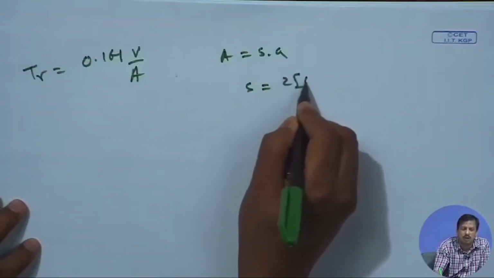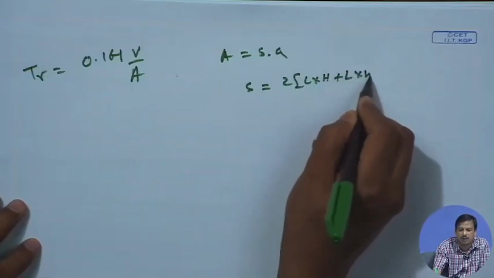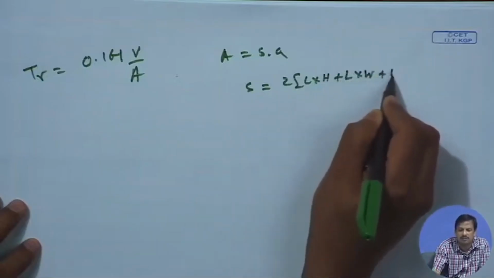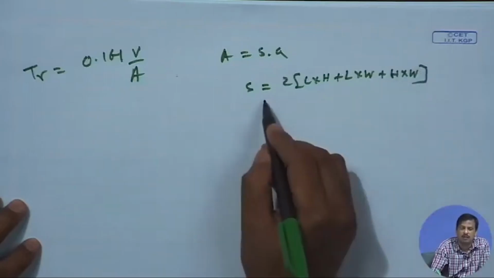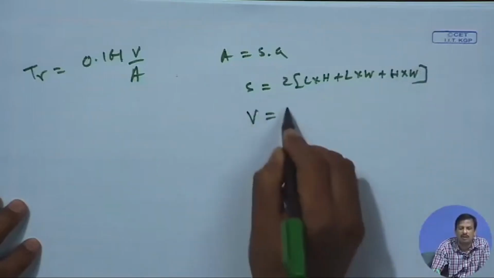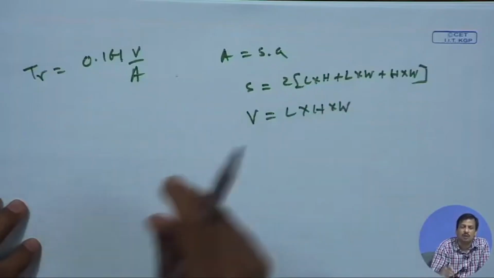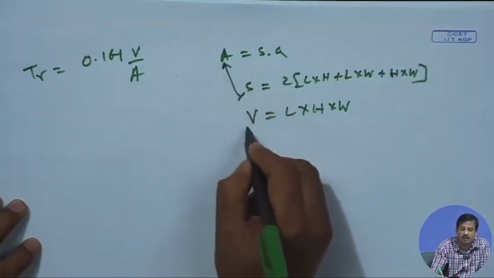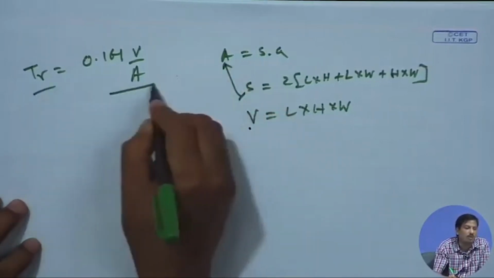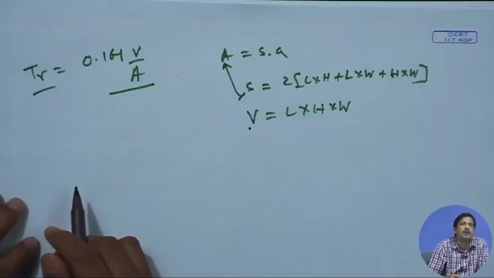So, S is 2 into length into height plus length into width plus height into width. I know the dimensions, so I can calculate S. Then I can calculate the volume from length into height into width. Once I know V and S, I can calculate A, and then I can calculate the reverberation time. What are the lowest 5 standing wave frequencies?